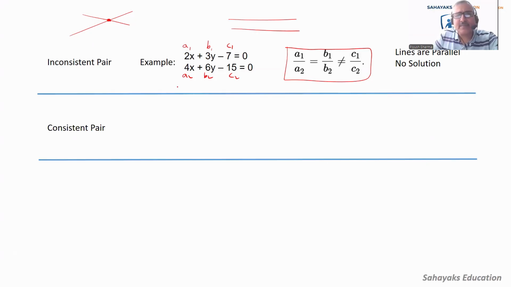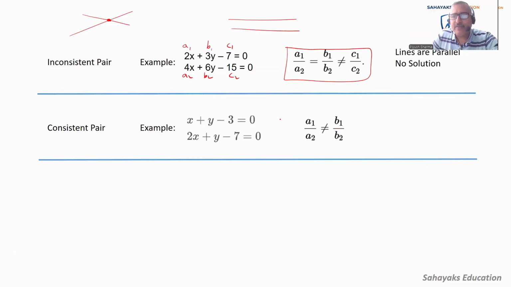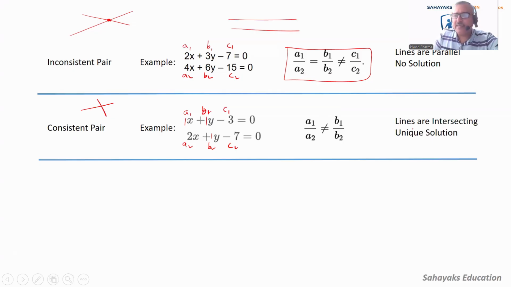Then comes consistent pair. For a consistent pair, we have an example where x plus y is minus 3 and 2x plus y is minus 7. In such cases, this is a1, b1, and c1, and this is a2, b2, c2. So a2 is 2, b2 is 1, and c2 is minus 7. Here in this case, a1 by a2 should not be equal to b1 by b2. So consistent pair means the lines will intersect at some point.